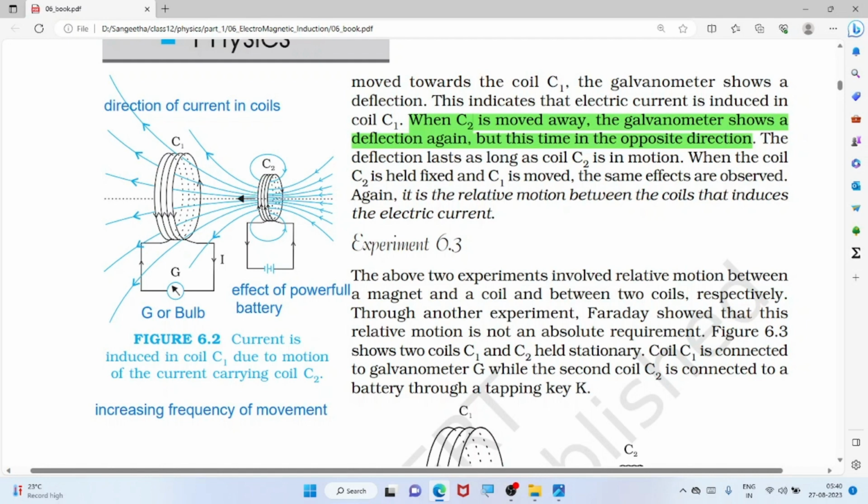When the coil is moved away, the galvanometer shows the deflection again. When this coil is moved in and moved out, on both sides the direction of the current changes. So moving towards gives current in one direction, and moving away gives current in the other direction.